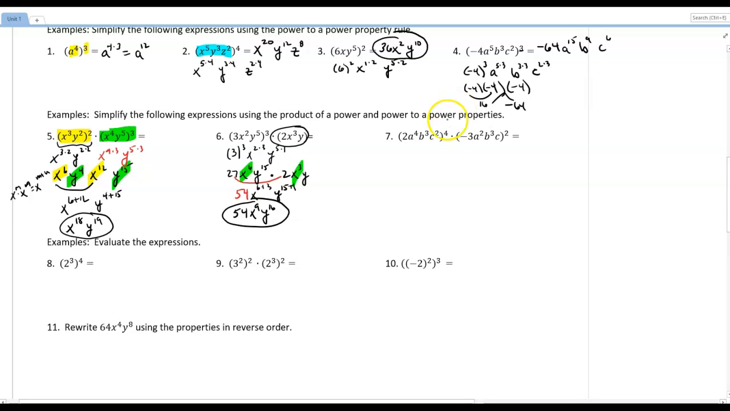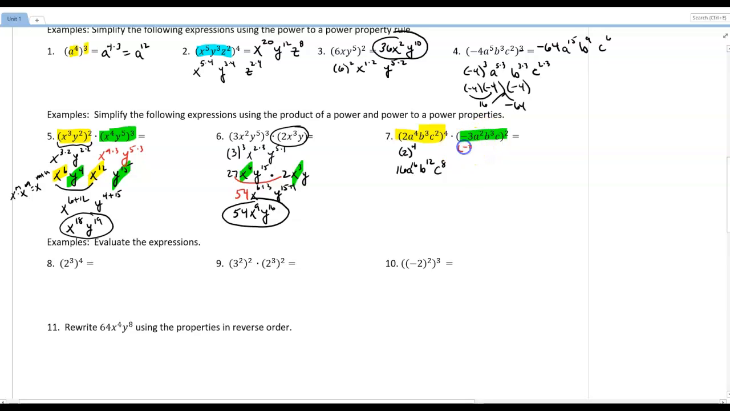Okay? Now, here, everything in the first quantity is going to be raised to that fourth power. Everything in the second quantity is going to be raised to the second power. Right? Do me a favor, try this problem, and then come back and check your answer. So, 2 to the fourth power, that's going to give me 16. A to the 4 to the fourth is going to give me a to the 4 times 4, which is 16. B to the third to the fourth is b to the 3 times 4, which is b to the 12th. C to the second to the fourth is c to the 2 times 4, which is 8.